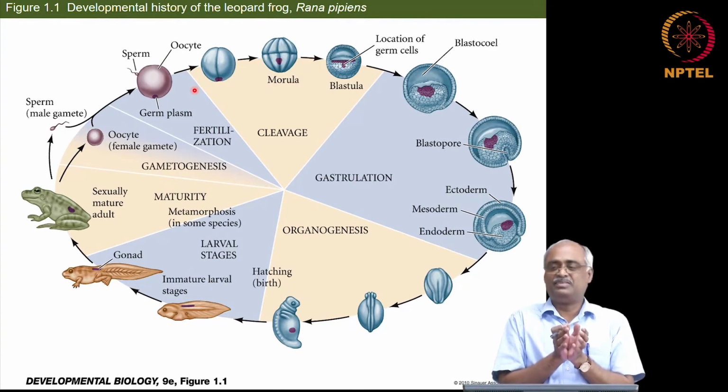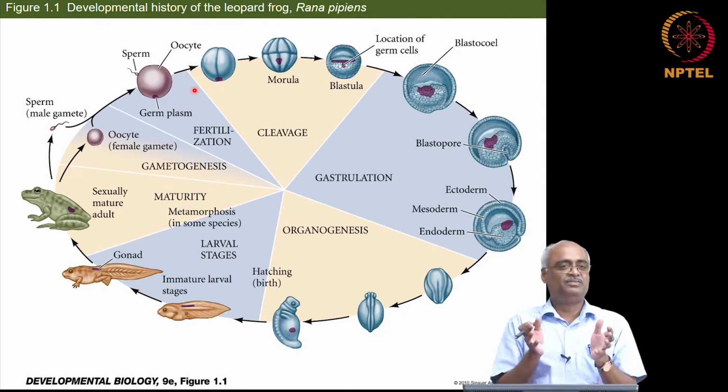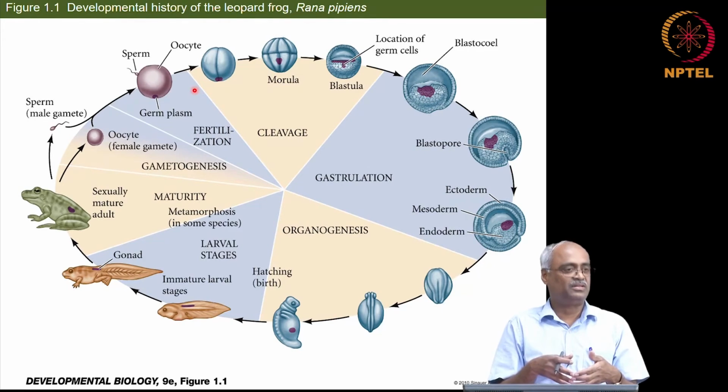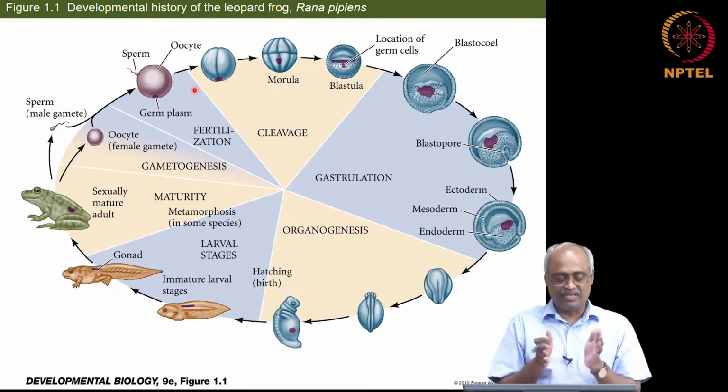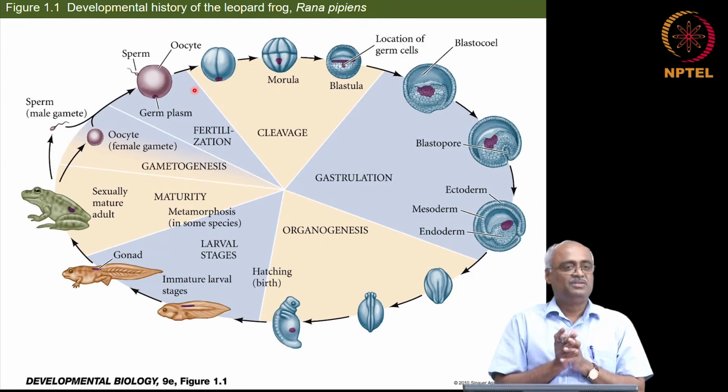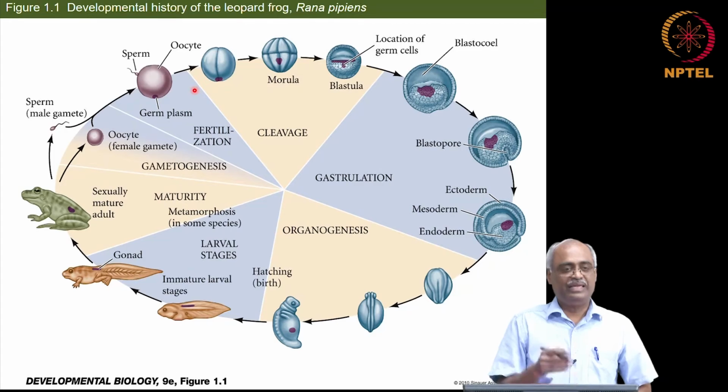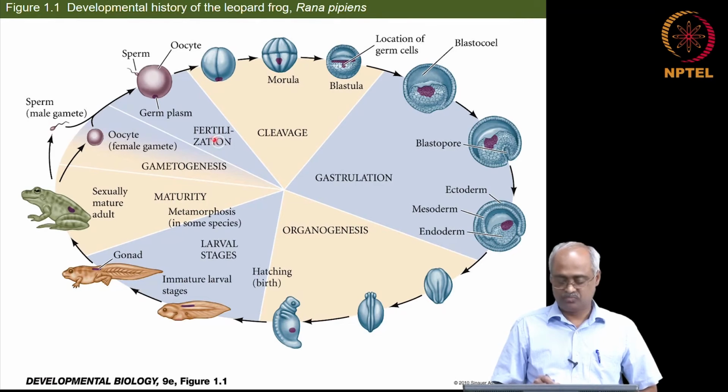Then once that happens, the nuclei fuse, the two pronuclei, and you have the diploid genetic material, the entire genetic material that the fertilized egg requires to transform itself into an adult body. So, all of this happens in fertilization. How each one of these steps is triggered and regulated is the question addressed in fertilization.